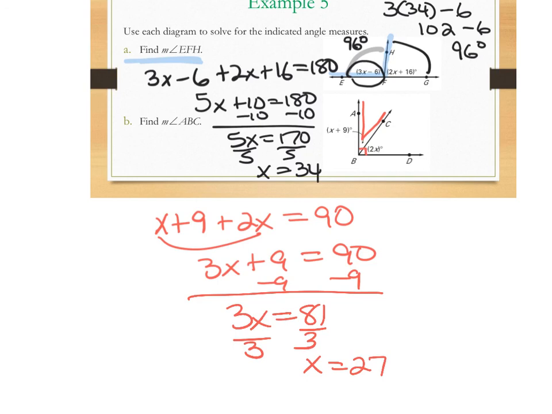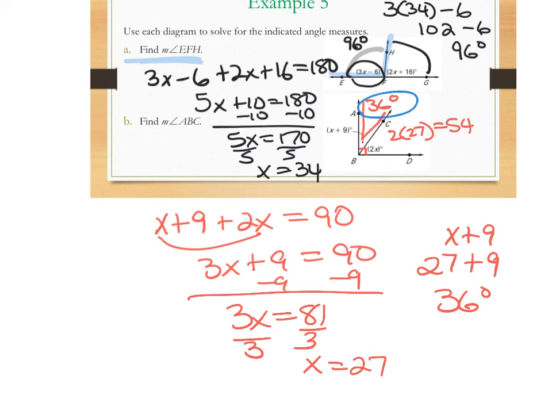Now, it didn't ask for x. It asked to find the measure of ABC. So ABC equaled x plus 9. So I'm going to add 27 plus 9. And the measure of that angle is 36 degrees. If I wanted to find the other one, I could double 27. So 2 times 27, and it's 54. Again, remember, if you were to go back and check, this angle plus this angle needs to add up and equal 90, and it does.